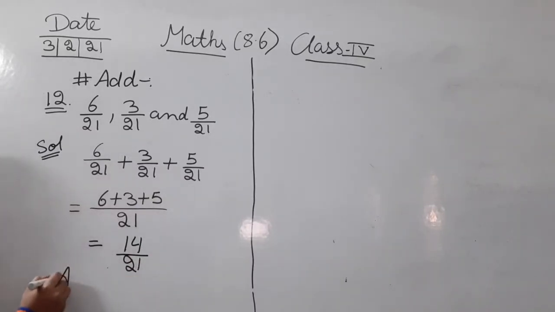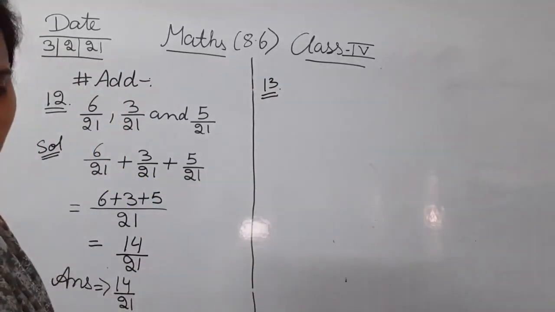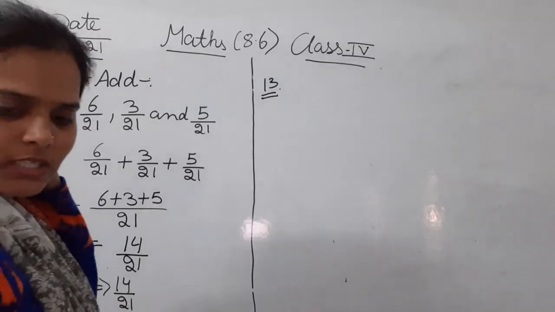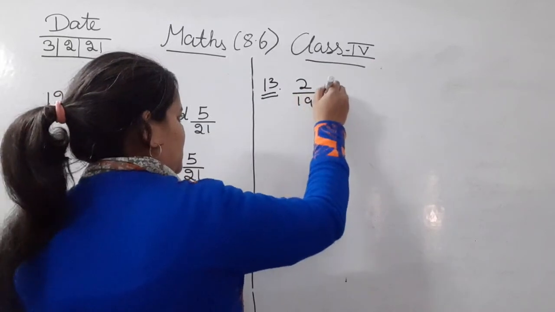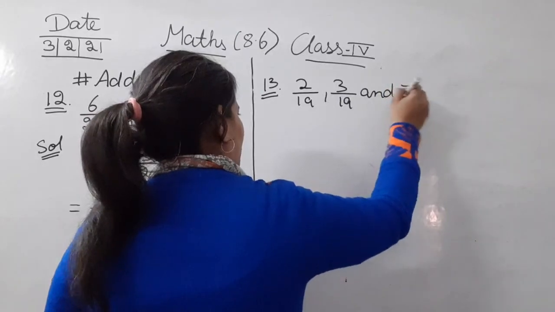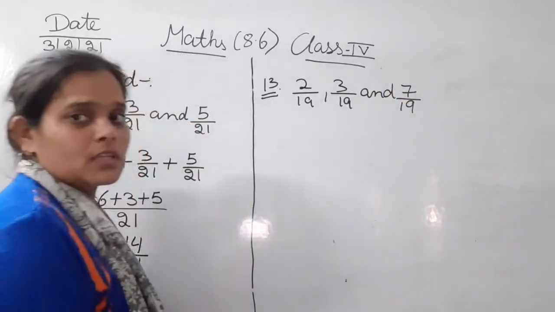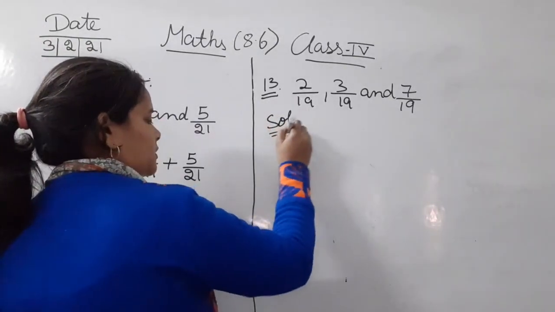So the answer is 14 upon 21. Moving next to question number 13. The 13th one is 2 upon 19, 3 upon 19 and 7 upon 19. So let's add them all.